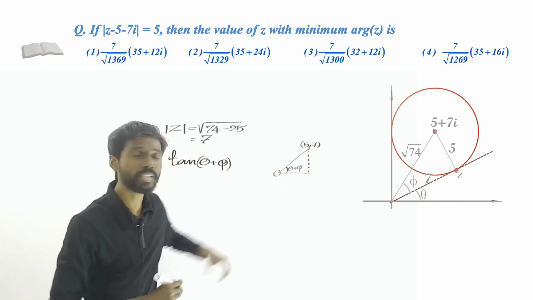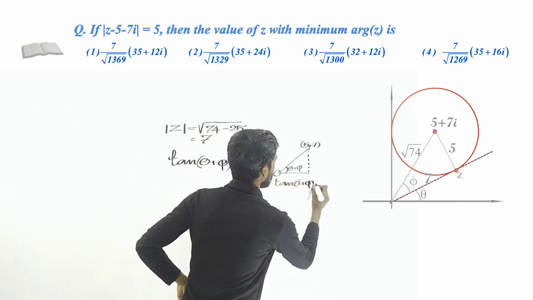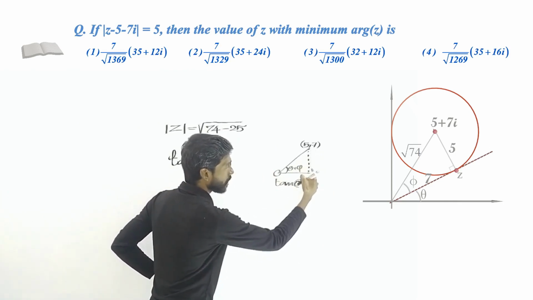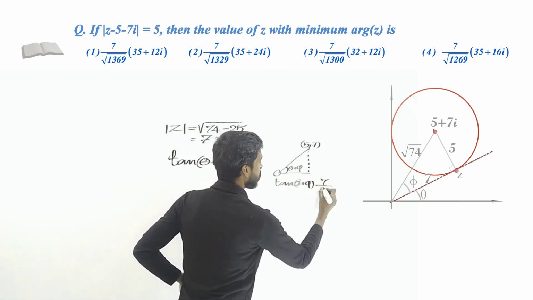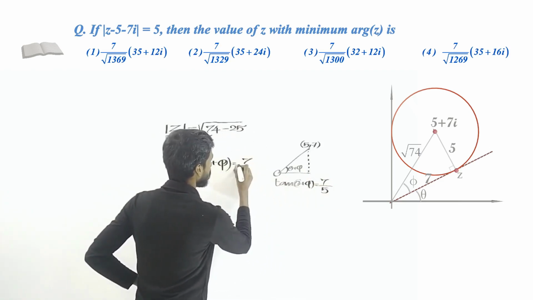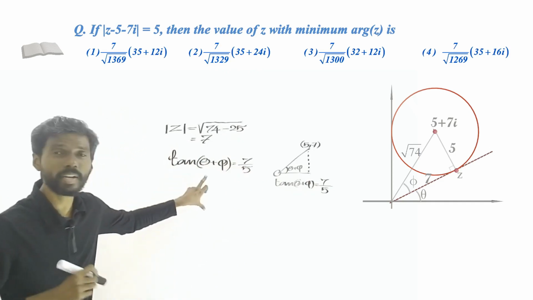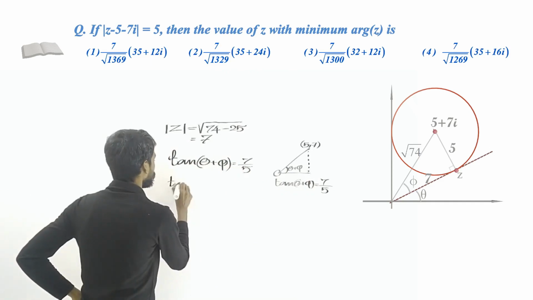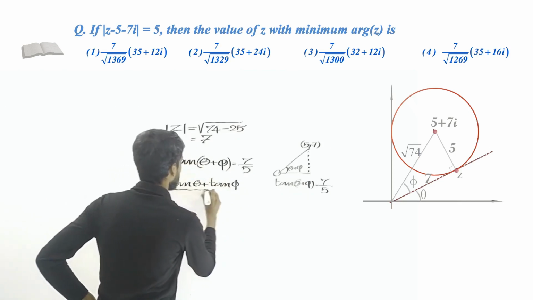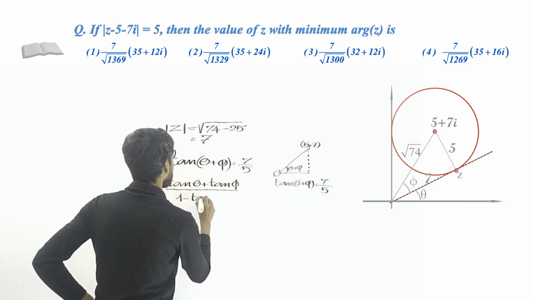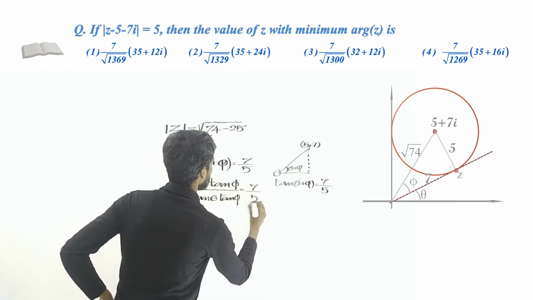Now what is tan of theta plus phi then? The opposite side, that is the y coordinate 7, divided by the adjacent side, which is 5. So tan of theta plus phi is 7 by 5. But we want the value of tan theta. So use the formula for tan of a plus b: tan a, which means tan theta, plus tan phi, divided by 1 minus tan theta tan phi. That equals 7 by 5.